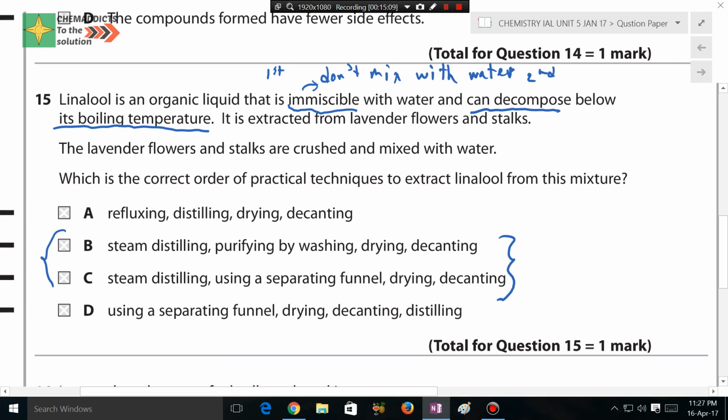Yeah, you guessed it right, fellas. Yay, we have found the answer. The answer should be C. Okay, why is the answer C?